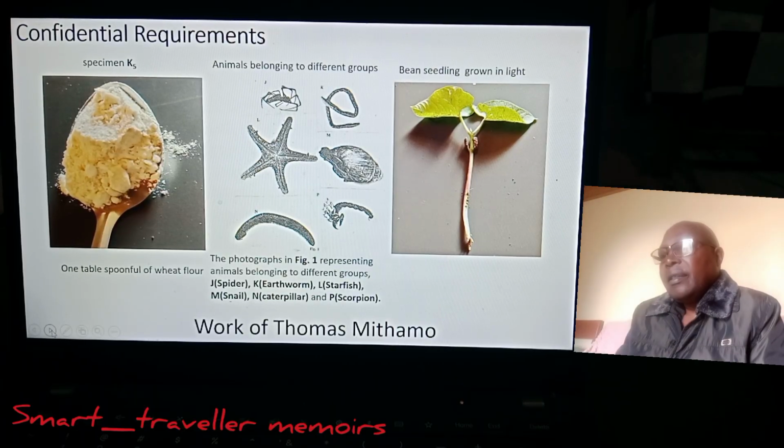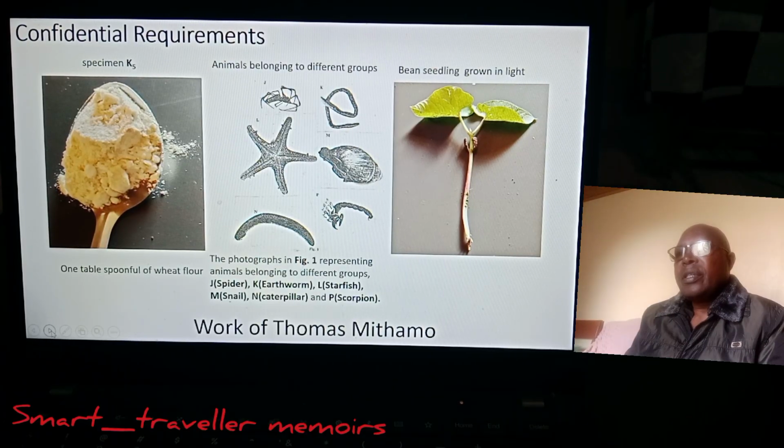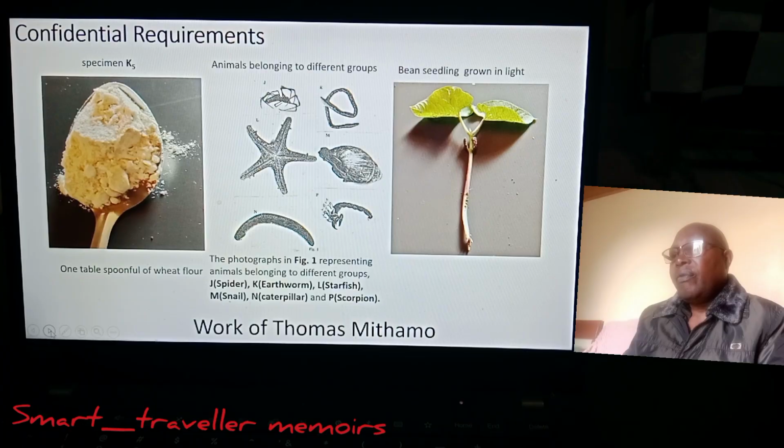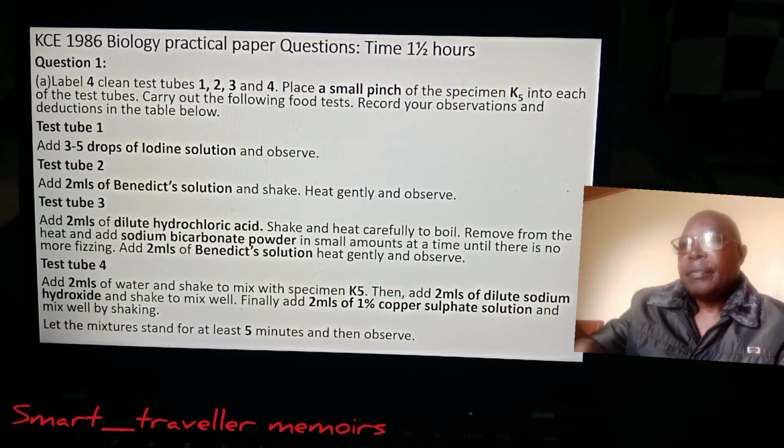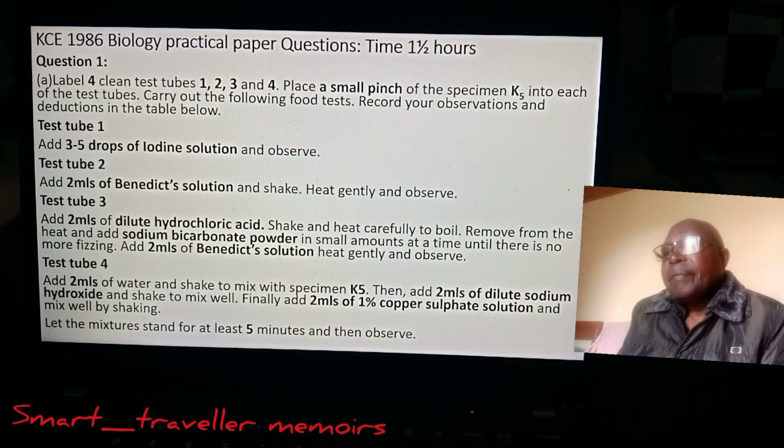So, my guys, here is the visual of the confidential requirements. You can see specimen K5, 1 tablespoonful of wheat flour. Then you have the photographs of animals belonging to different groups for question 2. Specimen K is for question 1. And then finally you have bean seedlings grown in light, where we have that specimen there. So now let's go to the questions, my dear friends.